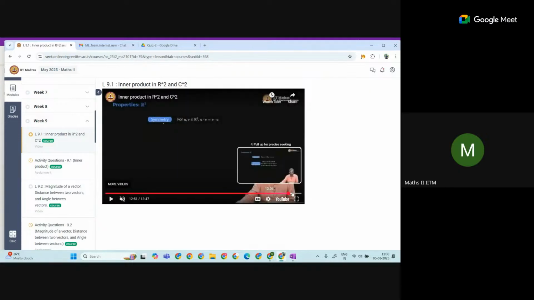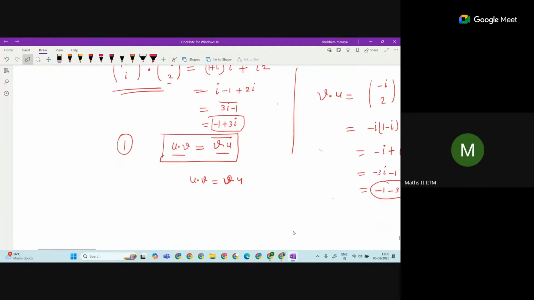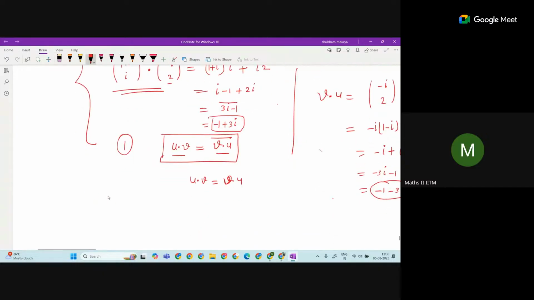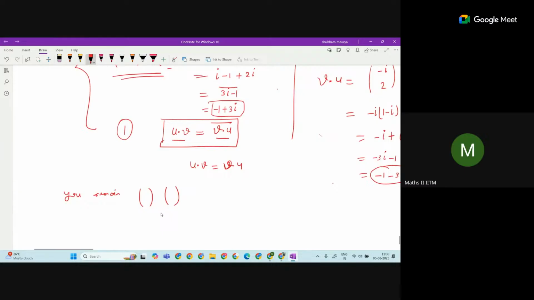Otherwise, in doing the problems in calculation, it is not important. Now I will suggest, as homework, that you verify these properties, just as I verified them with examples. My suggestion is you should also verify the remaining properties with examples, and check that it is happening or not.